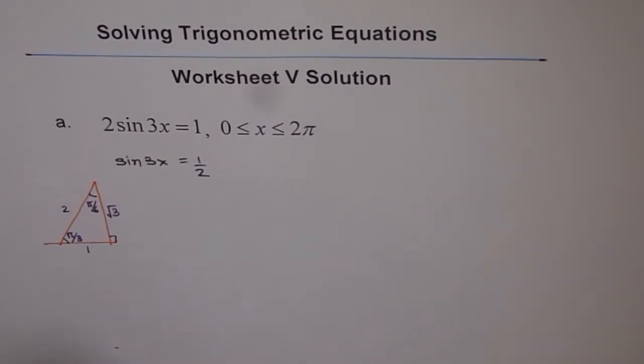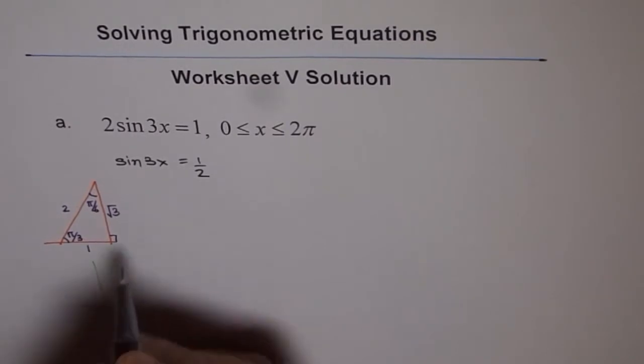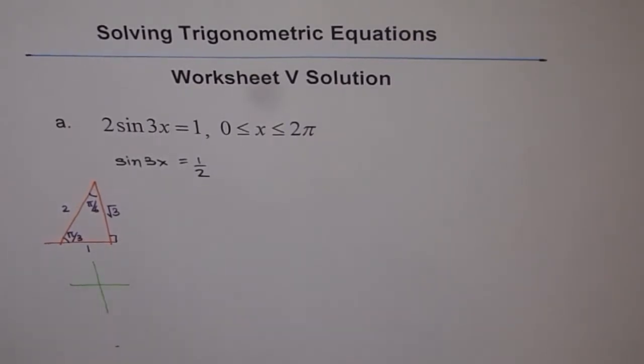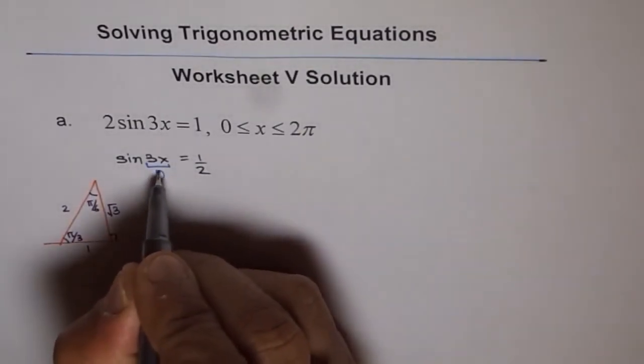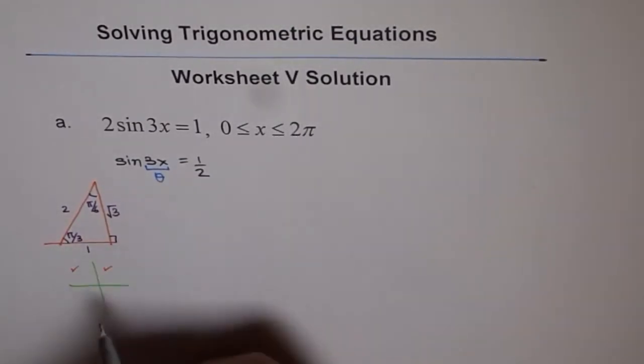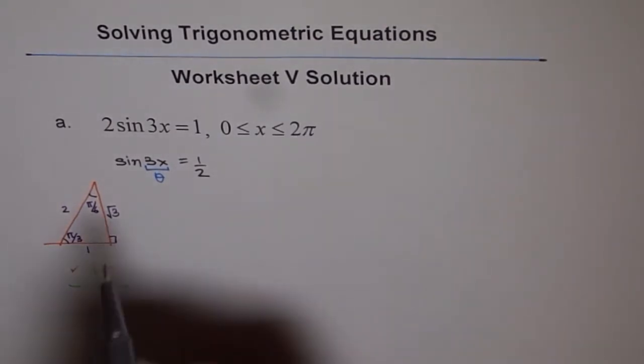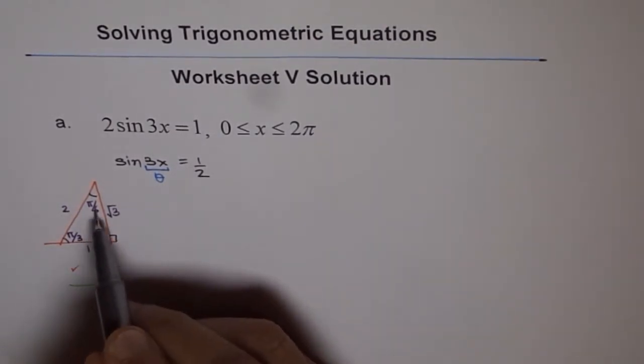Second, what we look into is where is it positive? For sine, sine is positive in quadrant 1, like all are, and in quadrant 2. So these are the two quadrants where sine is positive. Then, imagine 3x is theta. Take 3x as theta, right? In that case, theta should be pi by 6.